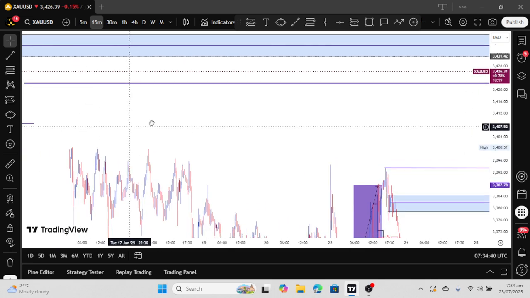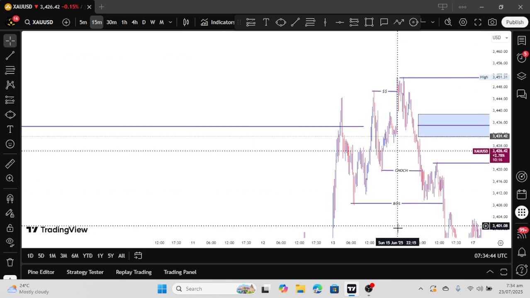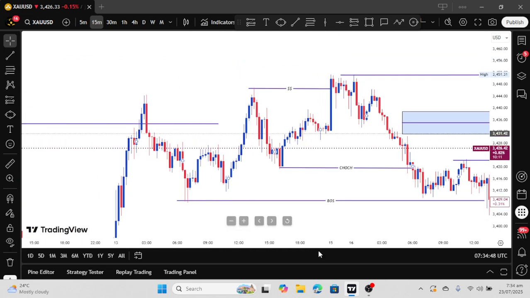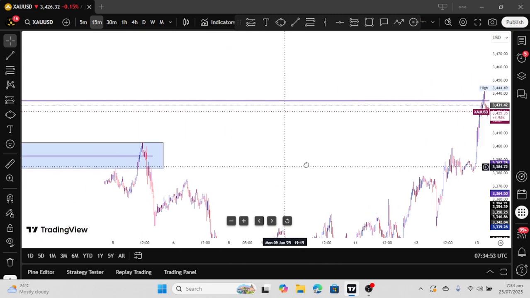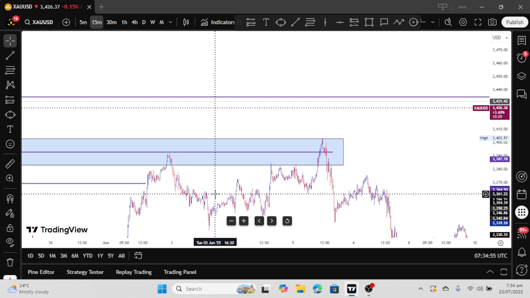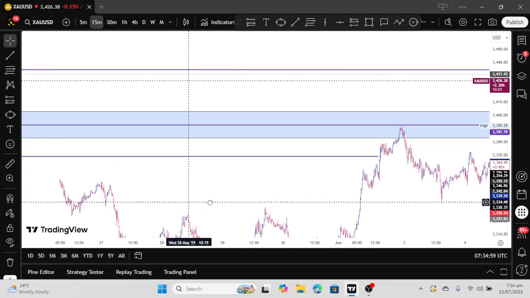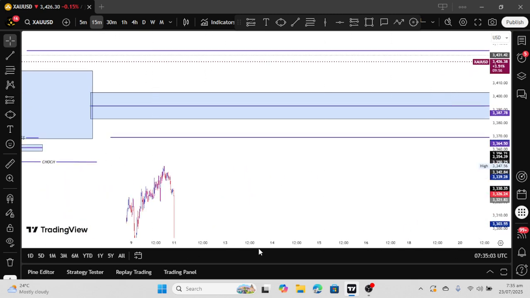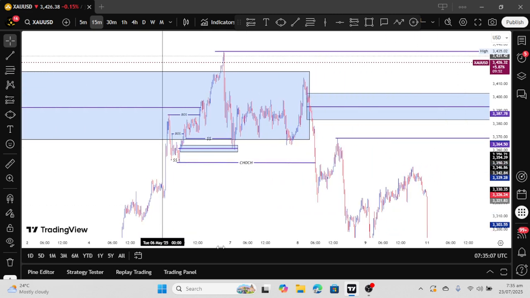I'm showing you the reasons why I have this blue zone now. I would love to make a quick review of the previous zone so you get a fair understanding of what and why I'm using the zone. The previous zone I've worked before, that's what I want to share with you. So this is a previous zone.